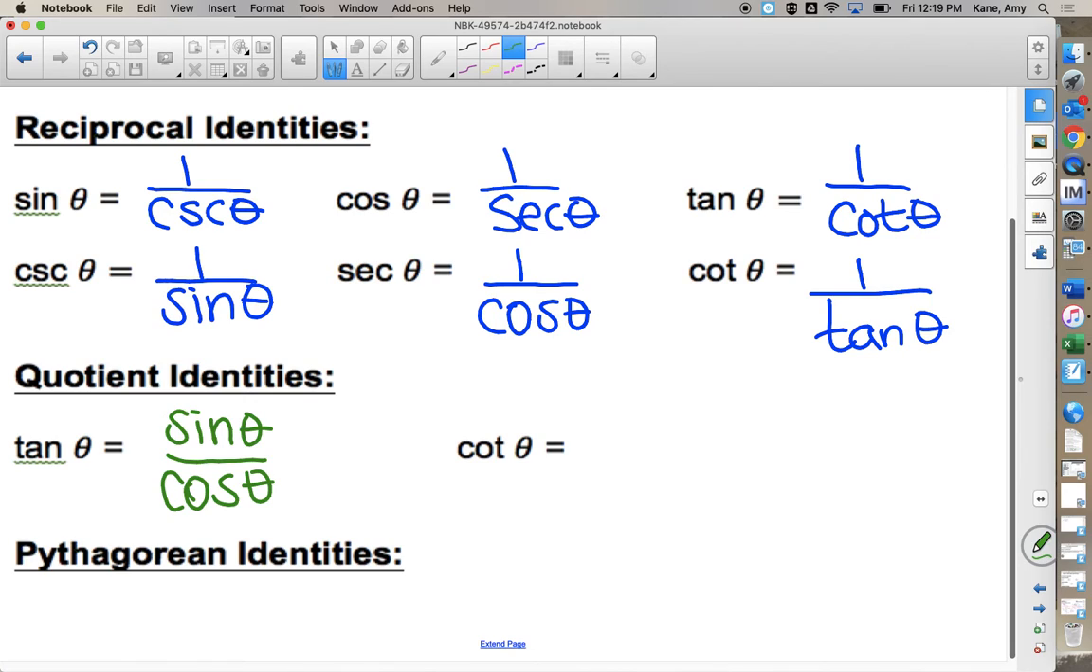What do you think for the cotangent? Asher? Secant over cosecant. You would think so, yes. True? Cosine over sine. It's cosine over sine.